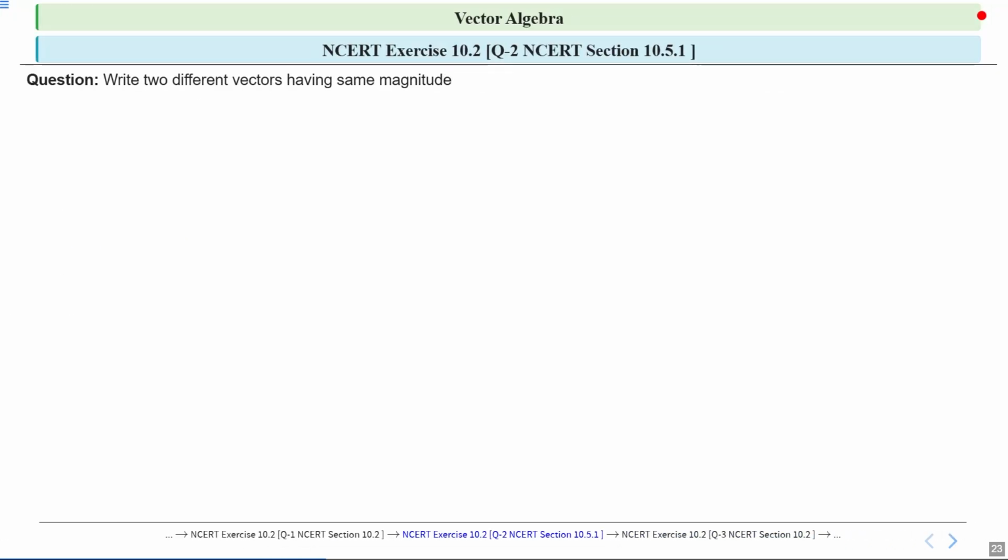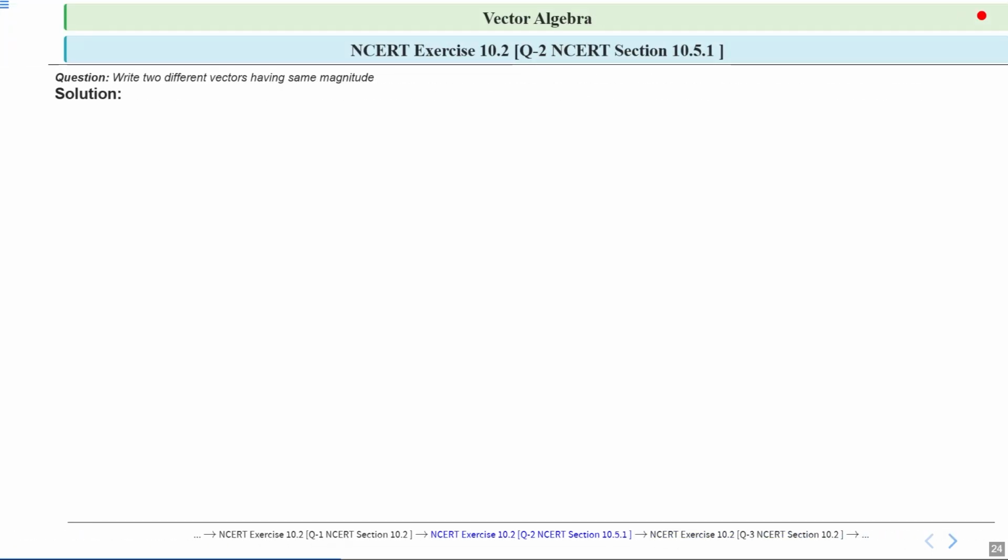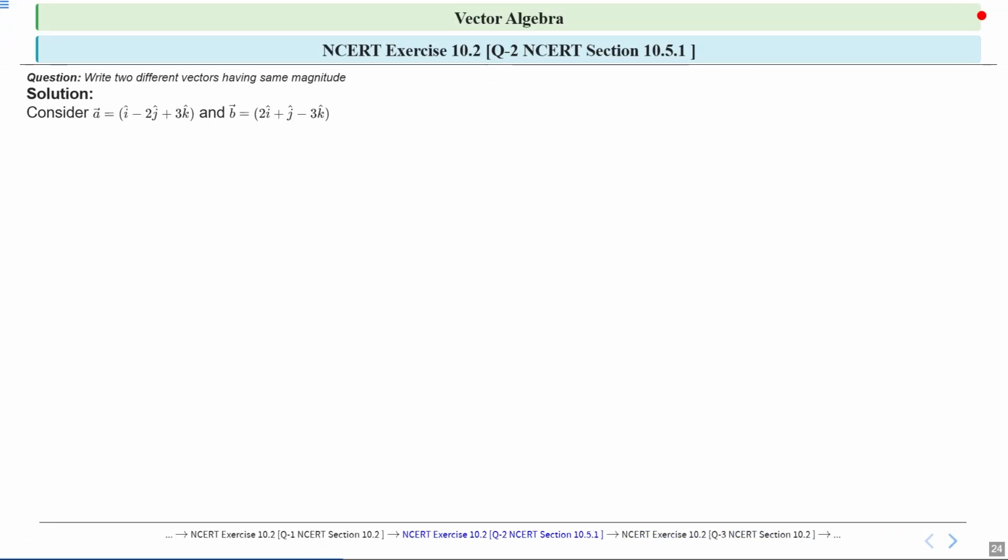Now in NCERT exercise 10.2 question number 2, it says write two different vectors having same magnitude, right? Write two different vectors having same magnitude. So consider A vector is equal to i cap minus 2 j cap plus 3 k cap and B vector is equal to 2 i cap plus j cap minus 3 k cap.